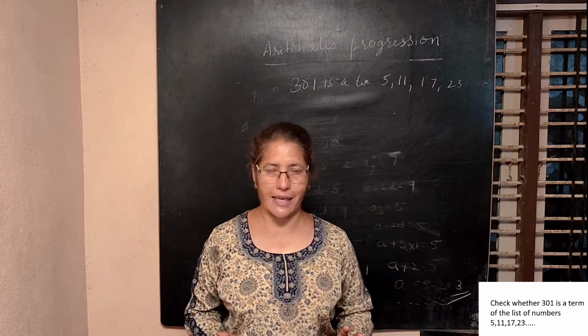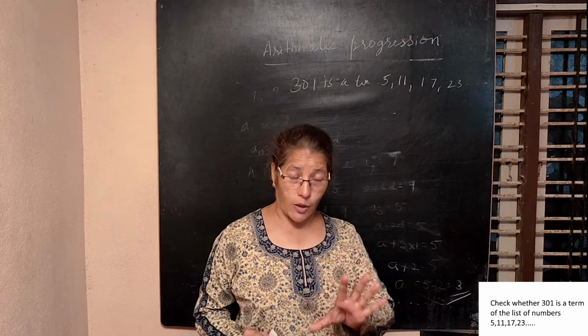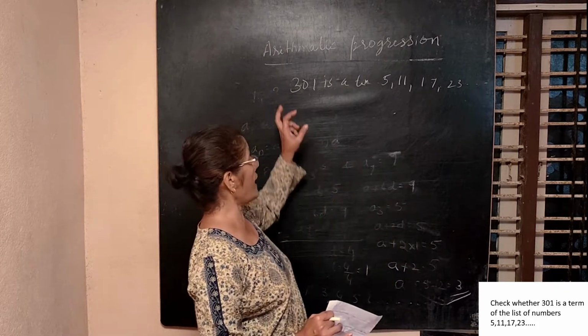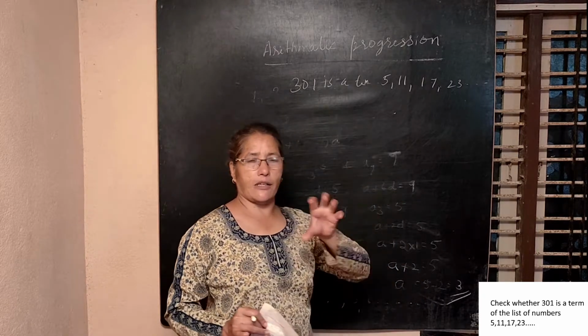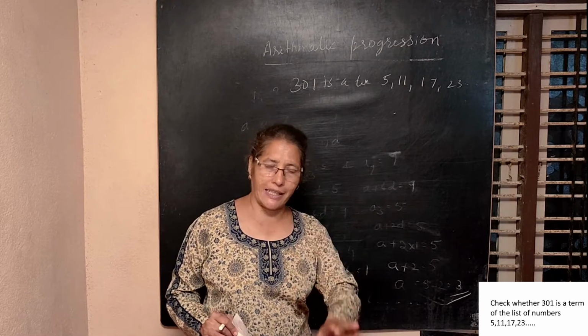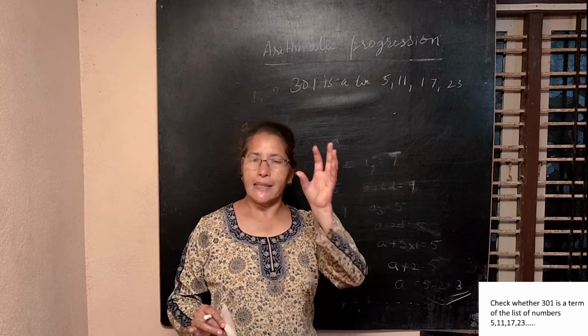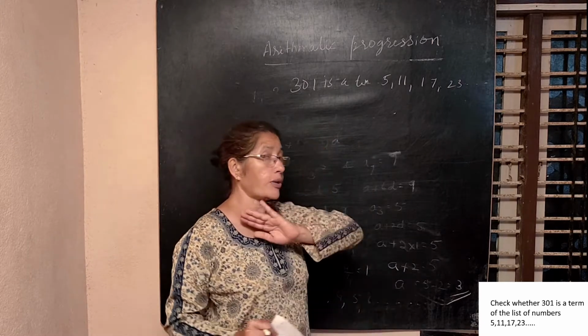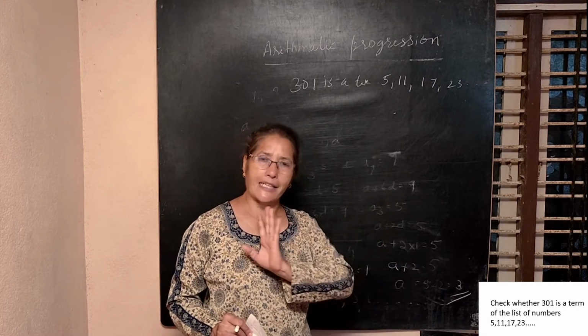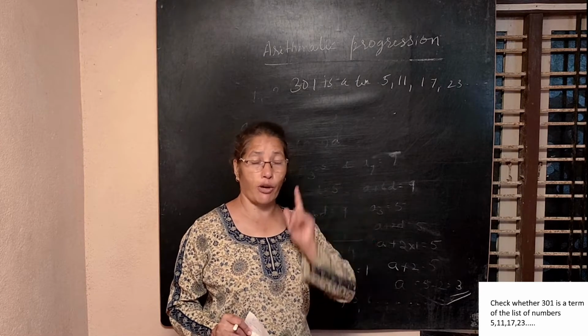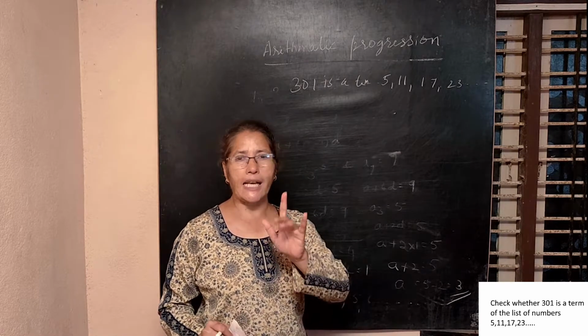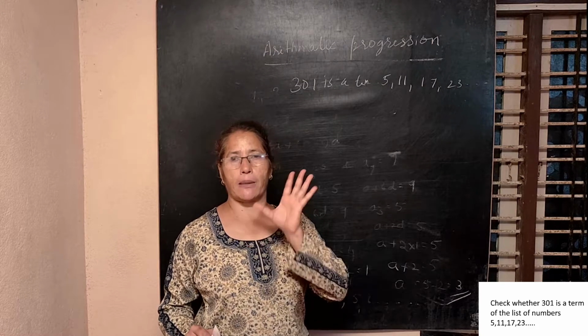So if I say 301 is the 21st term or 22nd term or 23rd term, if I get the full number, then this is a term. If I don't get a full number, then that is not a term. That is what you have to understand. So n, you have to get a full number.